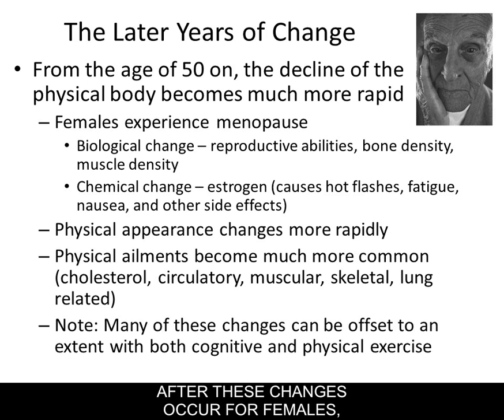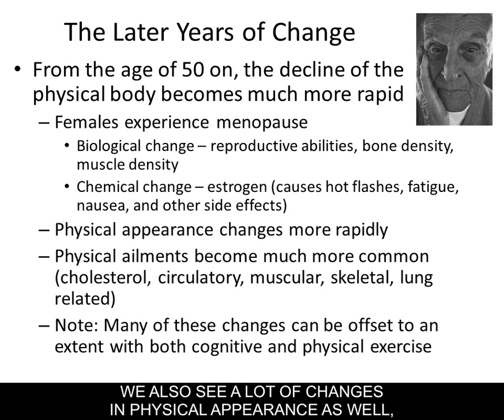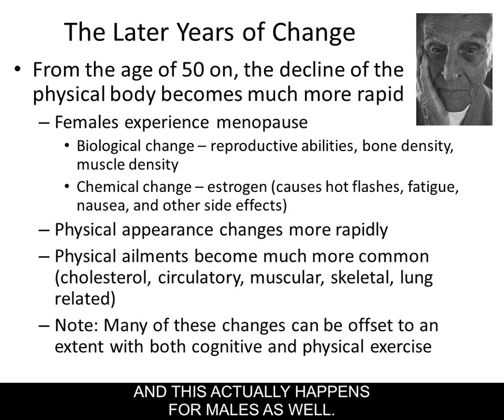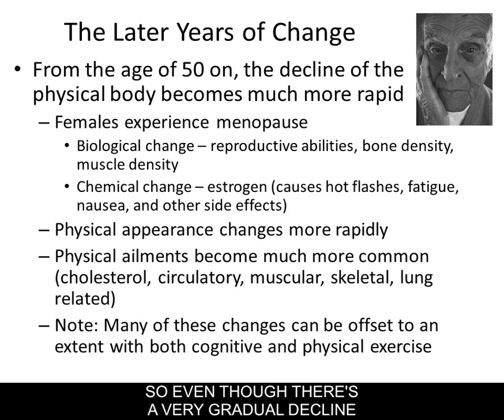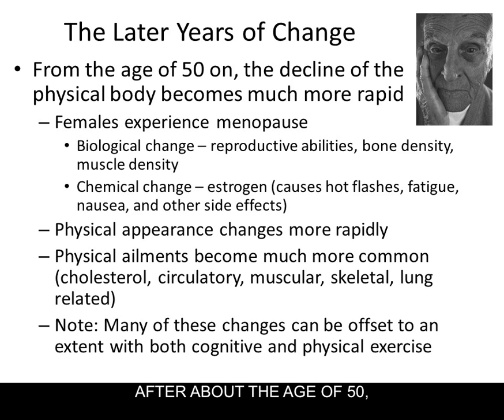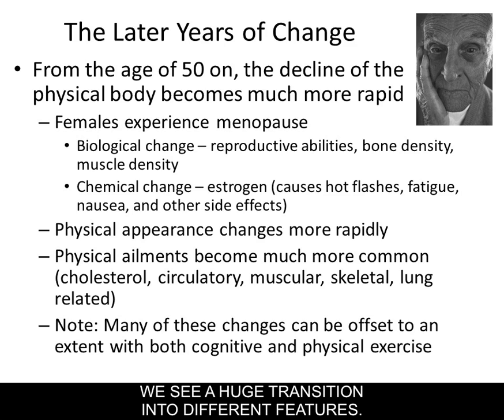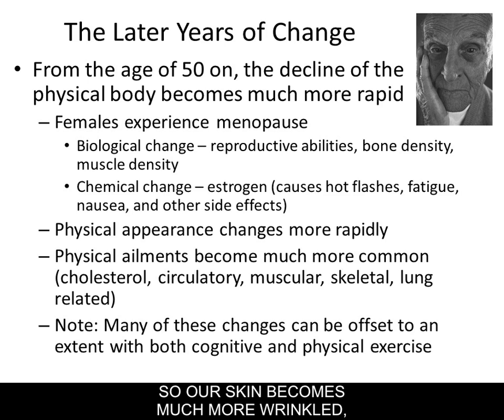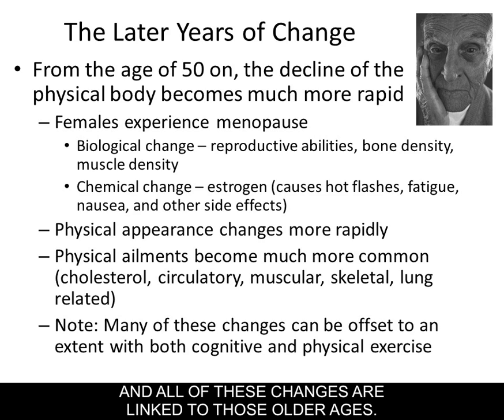After these changes occur for females, we also see a lot of changes in physical appearance as well. And this actually happens for males as well. So even though there's a very gradual decline up to about the age of 50 or 60 in our physical appearance, after about the age of 50, we see a huge transition into different features. So our skin becomes much more wrinkled, the dimensions of our face can actually change much more rapidly, and all of these changes are linked to those older ages.